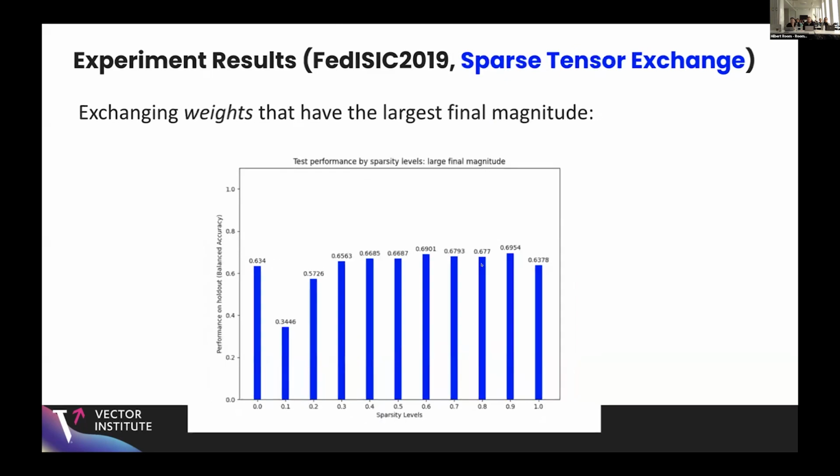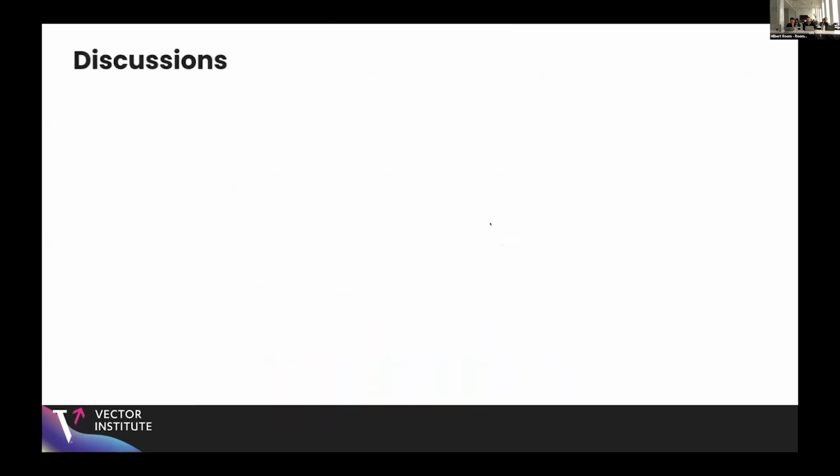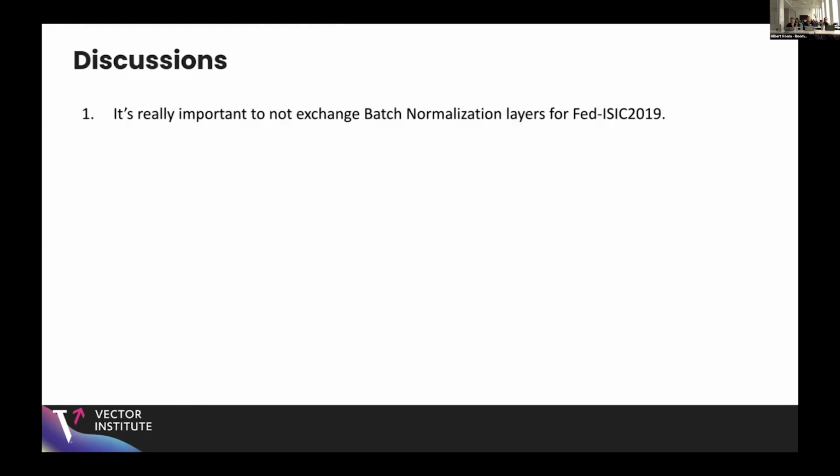And here are the results for exchanging an arbitrary set of weights instead of layers. And you can see the performance benefit provided by only doing a partial exchange is actually more drastic here as well.